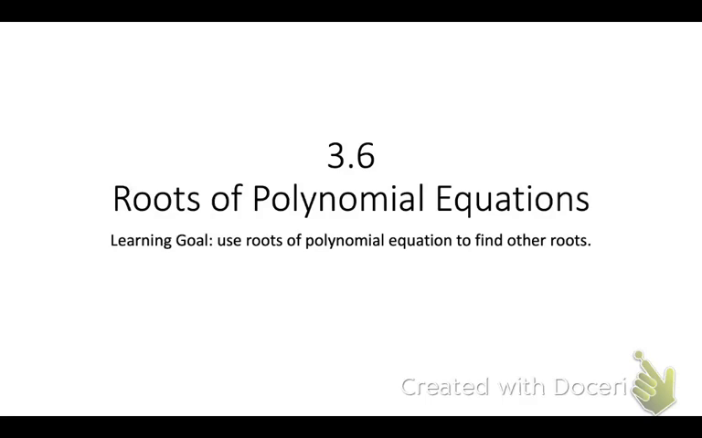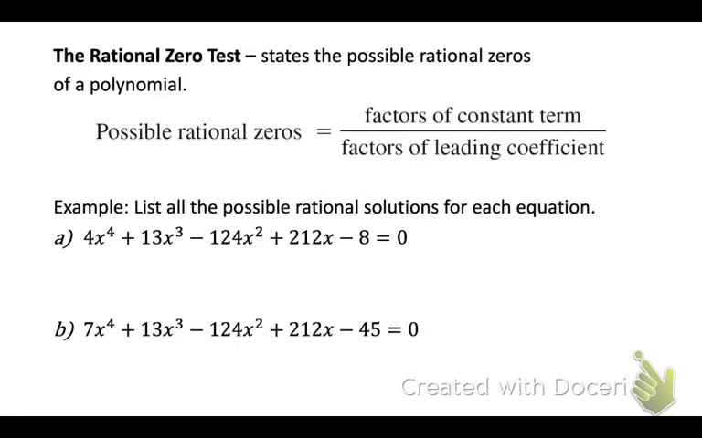Okay, so 3.6, roots of polynomials. Roots are x-intercepts, are zeros, are solutions. So you've been doing these. We need to figure out how to find the roots when we have a higher degree. Yesterday, they would tell you one, and then you'd have to find the rest. Today, they're not going to tell you any, and you have to figure them out.